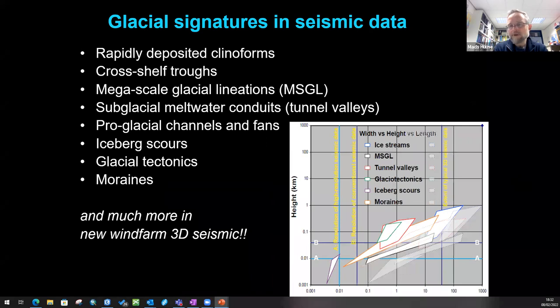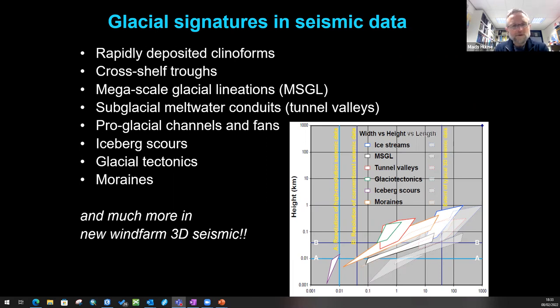Next slide, please. The glacial signatures can be picked up in seismic data. I should say, as a marine geophysicist, my main weapon to study the subsurface is reflection seismic data, and thankfully they're very good at picking up signatures of paleo environments, including glaciated landscapes and glaciated features. These include clinoforms from rapid meltwater deposition, and cross shelf troughs that have been eroded across continental shelves in the Arctic and the Antarctic, and all the way down to the 50s of latitudes. The megascale glacial lineations from fast flowing ice, we see across cratons, but also on the bottom of the North Sea. And that's one of the main surprises I have for you today.